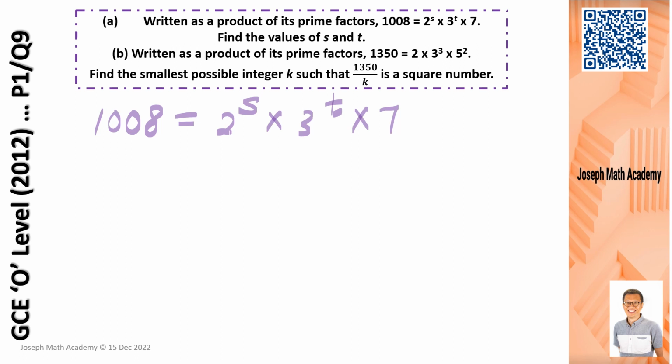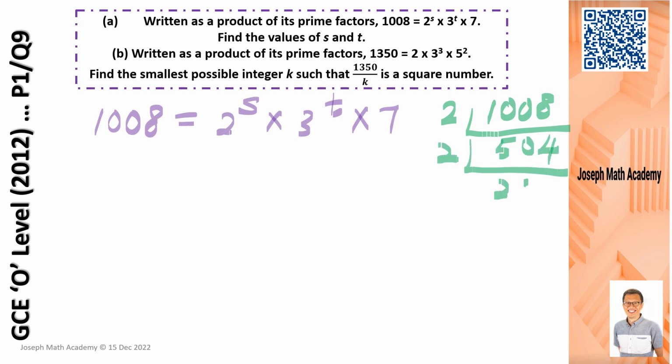So to do this, we have to do repeated division. Okay, I'm going to do it on the right side here. So 1008, even number. So we start with prime number 2. So when we do this repeated division, we have 504. Let's proceed. We can still proceed further. We have 126 and we can still go on to get 63.